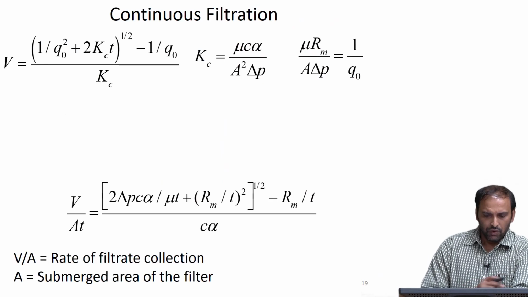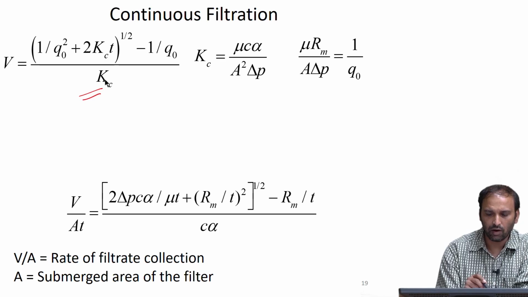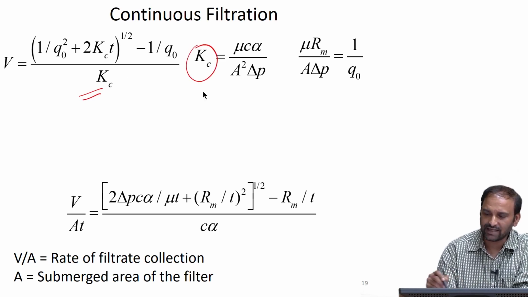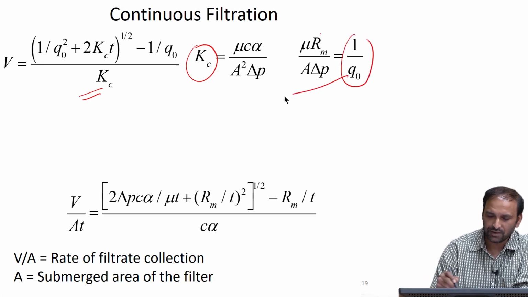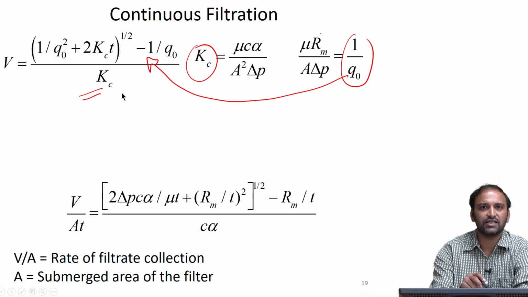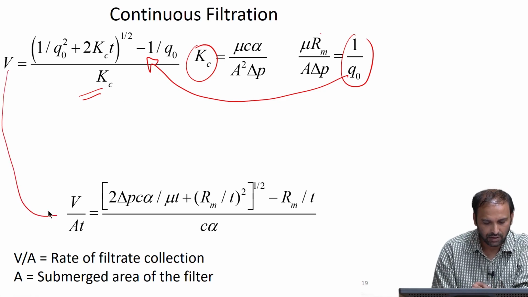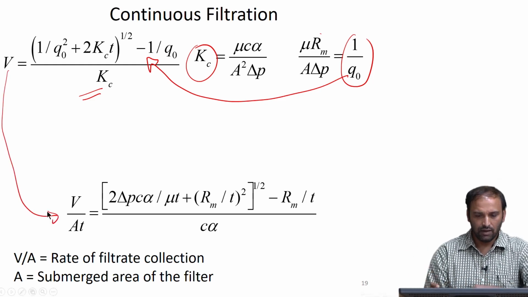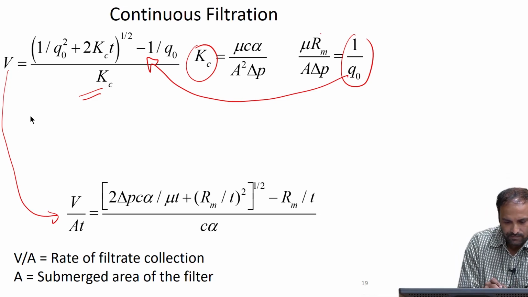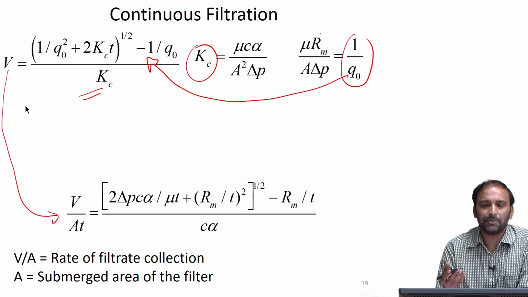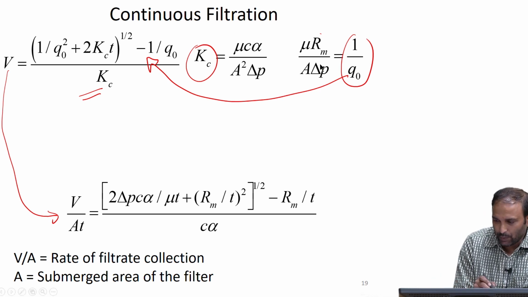Now, once I have this, because I know what Kc and 1 over Q naught are, I would like to substitute for these in this expression, and then reduce this expression from this into this. Okay. The way to do that is just a simple algebraic manipulation.